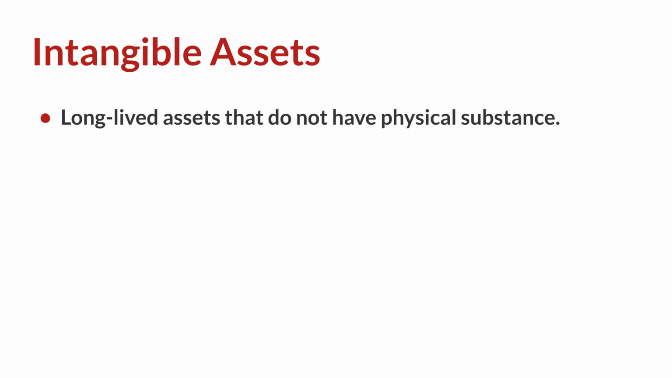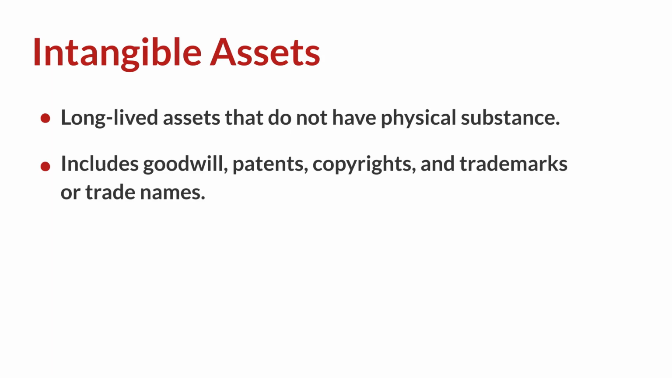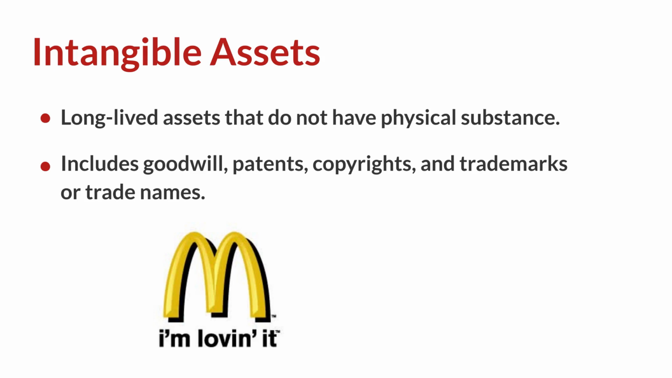They are often very valuable. One significant intangible asset is goodwill. Others include patents, copyrights, and trademarks or trade names that give the company exclusive right of use for a specified period of time. If I show you this symbol, I would think most of you would automatically think McDonald's. Maybe some of you will take it a step further and you'll think of Quarter Pounder or Big Mac.